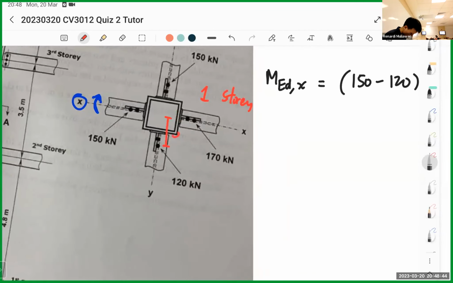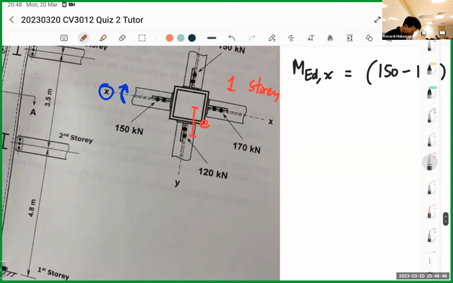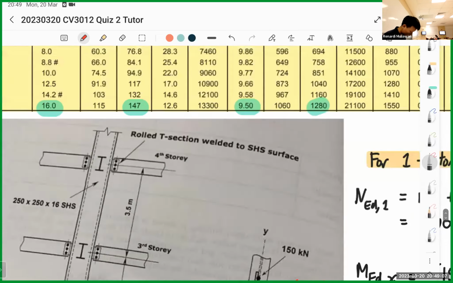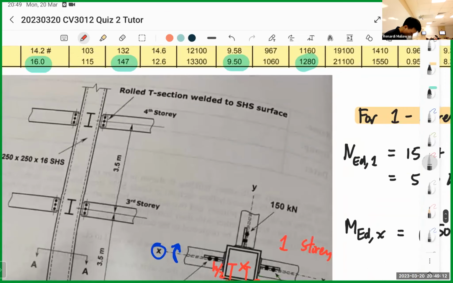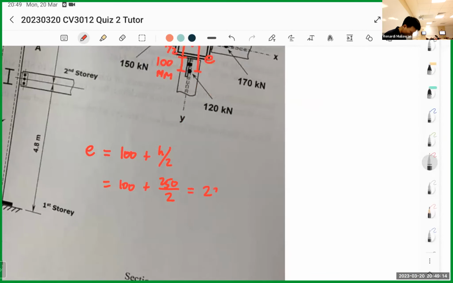Remember, the eccentricity is 100 millimeters from the column face. So this one is 100 millimeters, and this one is basically just h over 2. So it's 100 plus h over 2. What's h? 250. So 250 divided by 2, plus 100, gives 225 millimeters.